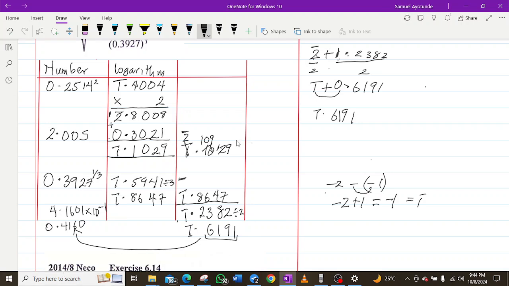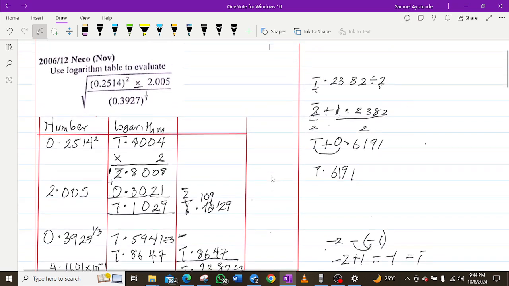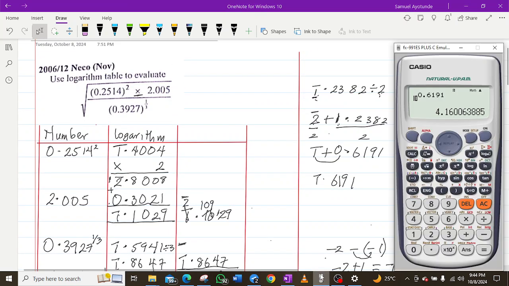Let's confirm if our answer is right or wrong by pressing the figure on our calculator as it is.